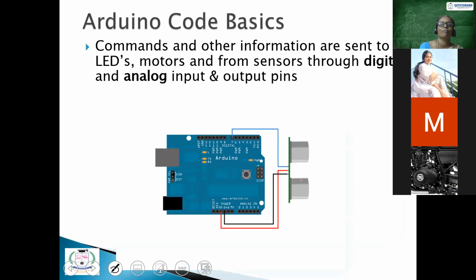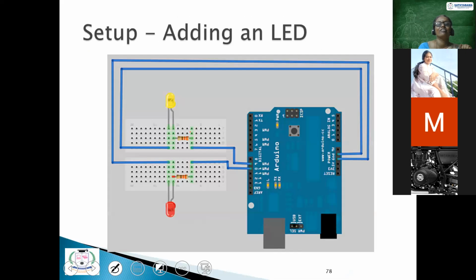Okay, Arduino code basics. Commands and other information are sent to the LED, motor, and from the sensor through digital and analog input output pins. You all understand? Through these analog pins and these digital pins only, the commanding or sending of signals will be done. That's why I told you pin mode, digital read, digital write, analog write are very, very important. You have to know the syntax of that. Now I have connected my 2 LEDs. One LED is connected to the 10th pin, and another LED is connected to the 11th pin. Now it is connected to the ground. Here we have a ground, and there is no resistor.